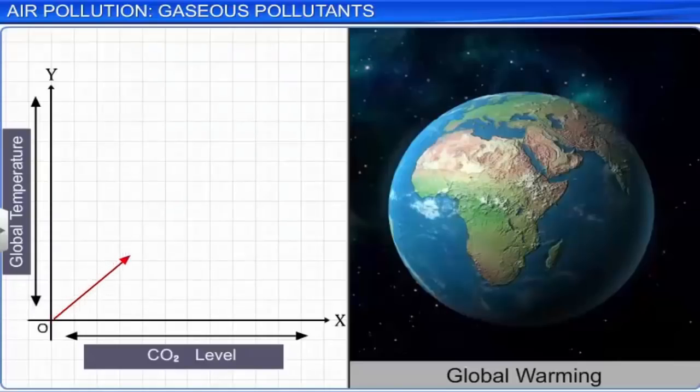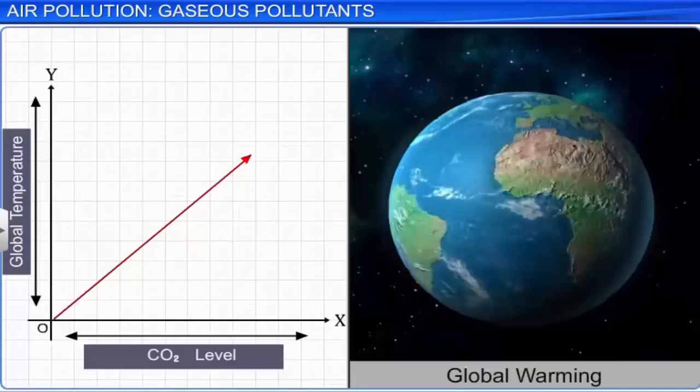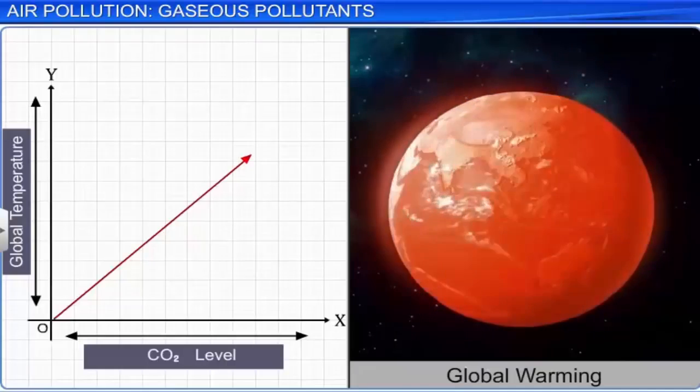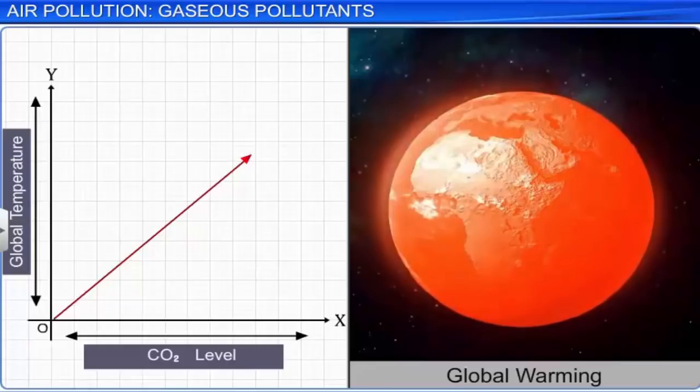An increase in carbon dioxide leads to an increase in the average global temperature. This is known as global warming. Let's understand how.